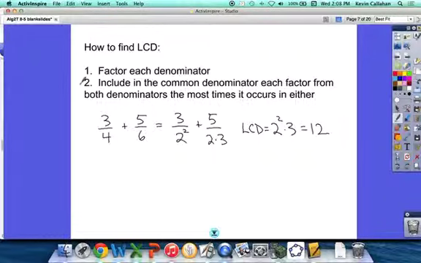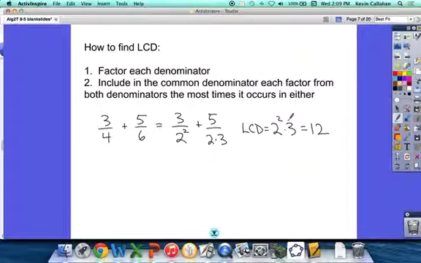Now, the least common denominator will have every factor that you see in either one of these denominators the most times that you see it in either one. So 2 goes in the common denominator. 3 goes in the common denominator. And because 2 is squared in this one, it has to be squared in the common denominator. Right? It's not there 3 times. You don't add 2 plus 1 and make 3. You want it the most times that it occurs in either one. And so that's 2 squared, and now when you multiply 2 squared times 3, you get your 12.